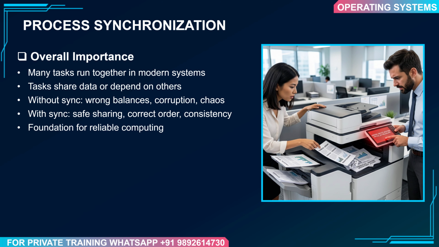So, in simple terms, process synchronization is needed because modern systems run many tasks together, and those tasks often share data or depend on each other. Without synchronization, balances become wrong, files become corrupted, printers become chaotic, stock counts become inaccurate, and cooperative tasks break down. With synchronization, tasks work in the correct order, resources are shared safely, and results remain consistent. It is one of the hidden reasons computers feel reliable even while doing many things at once.